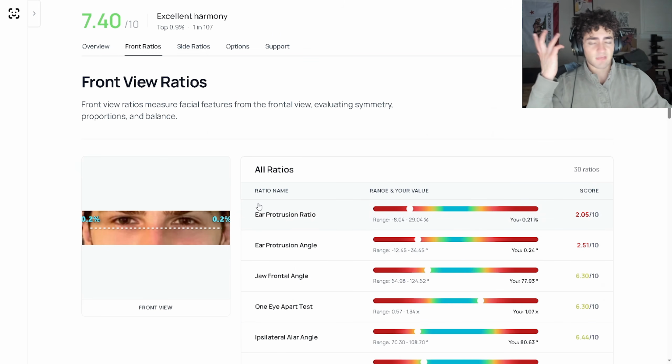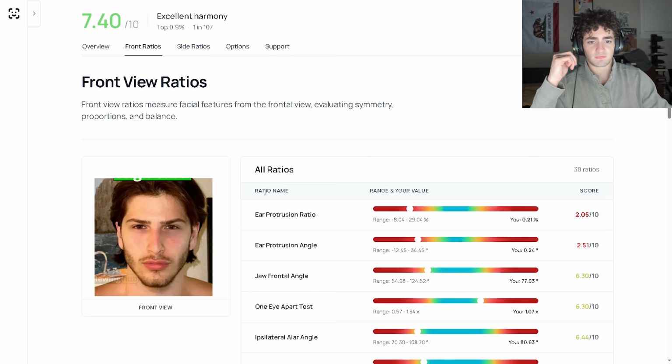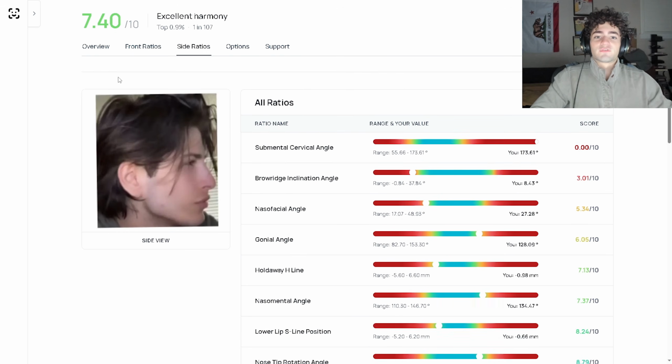Very, very surprising. 7.4 total, but his side profile scored an individual score of 80. So yeah, 80% side harmony. That means you only have a couple flaws. I mean, you're harmonious, blood. What can I say, blood? Harmonious AF. All right, for K Shami's side, now we start at submental cervical angle.